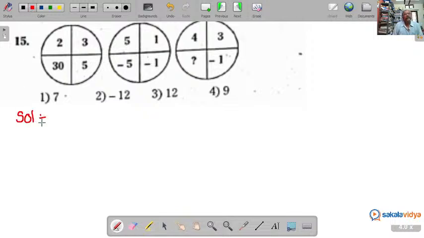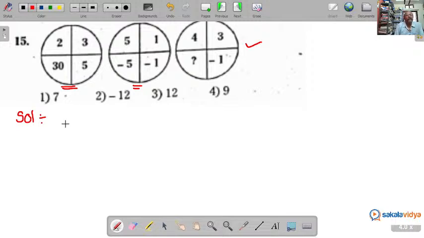So let us write the solution. First, try to figure out the pattern or the certain rule from the two figures. The same has to be applied for the third figure, so as to find out the question mark. Let me repeat for the late viewers. 2, 3, 5 gives 30, and 5, 1, negative 1 gives negative 5, okay, yes, satisfied.